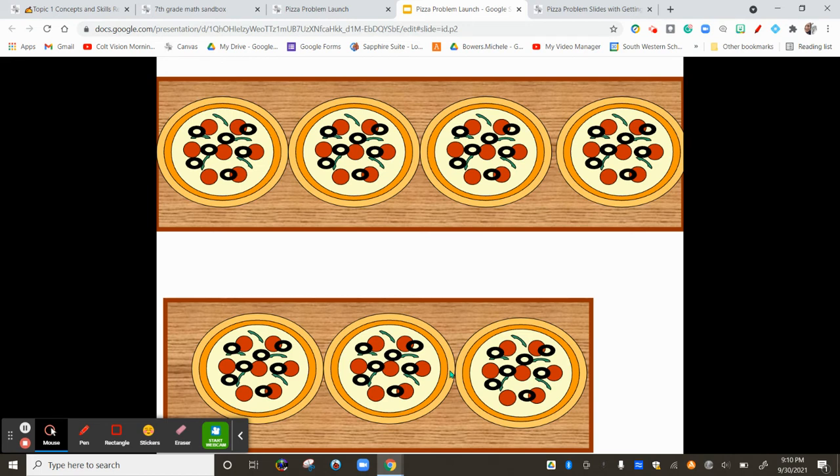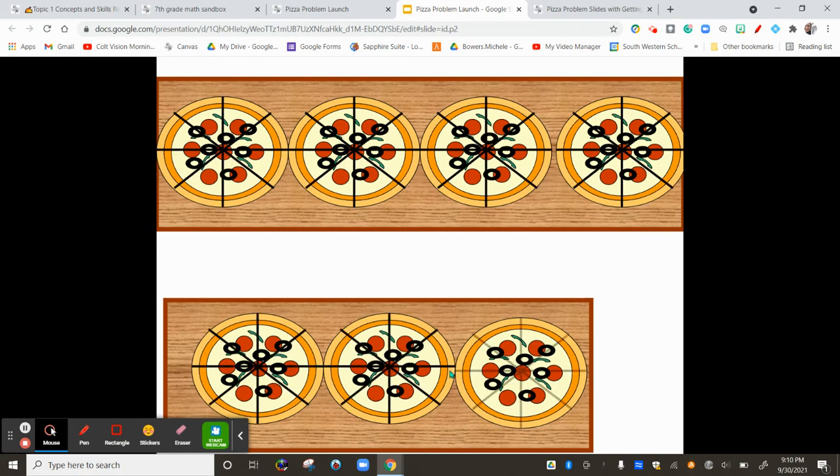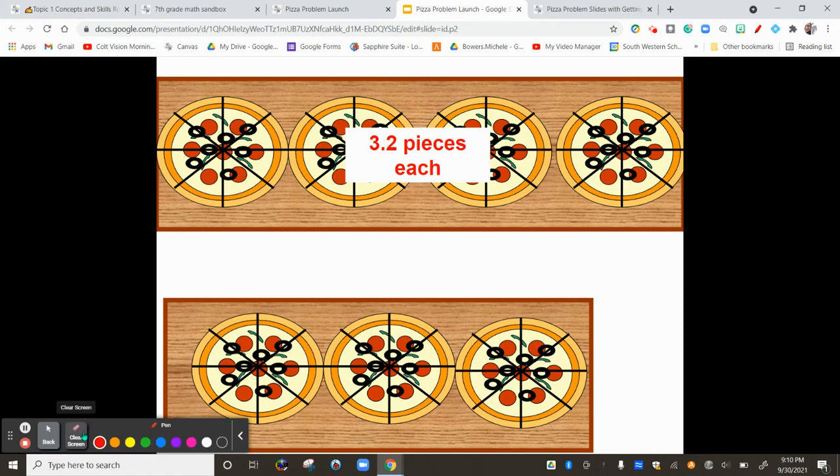So one strategy that makes the most sense for people is to divide up the pizzas into slices. And so if I take the pizza and divide it into 8 slices, which is the easiest way to cut pizza, then I would have a total of 32 slices of pizza at the large table, and we would have 24 slices at the small table.